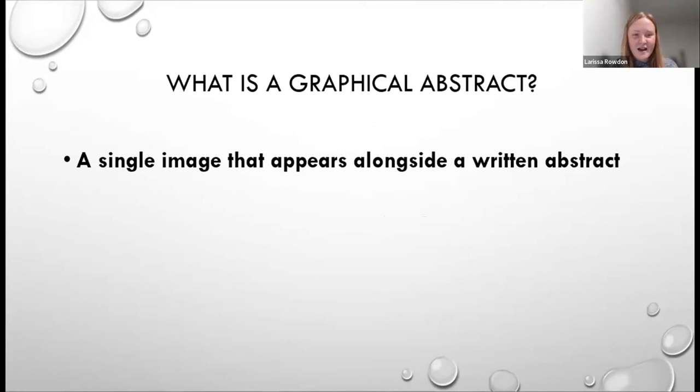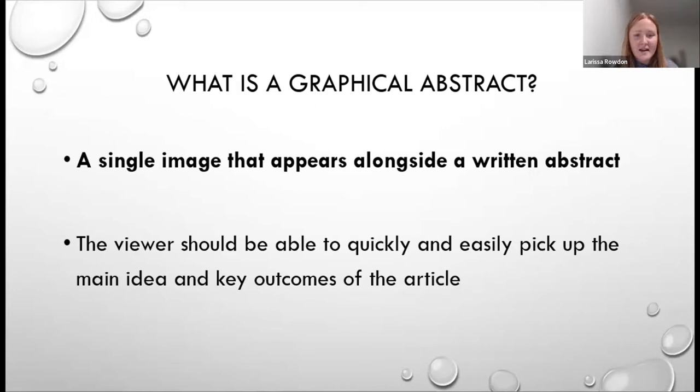So naturally, we can definitely see how graphical abstracts fall into that and how they can be really beneficial in communicating these really complex topics in a way that's going to be so much more digestible and easy to understand. So starting at the very beginning, though, what exactly is a graphical abstract? So this is a single image that appears alongside your written abstract. And the viewer should be able to really quickly and easily pick up on the main idea and the key outcomes of the article.